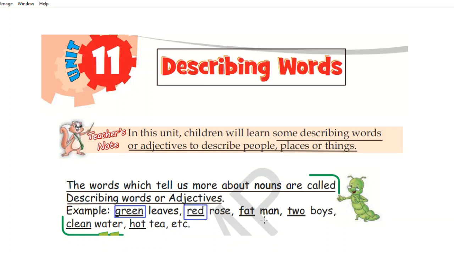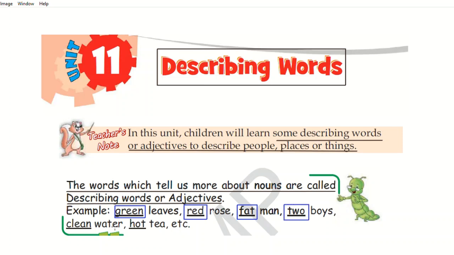Look at next. Fat man. Man is the naming word. It's the noun. So word fat here is the describing word because fat word describes this man. Look at next. 2 boys. How many boys? 2. So in this, 2 is the describing word.